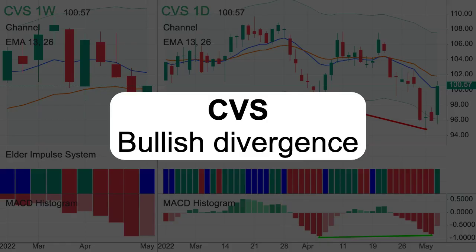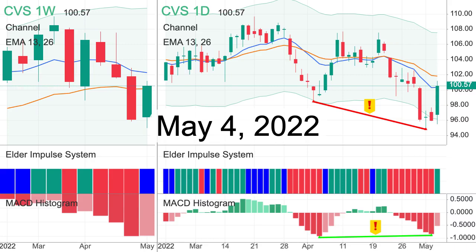Let's consider the stock of CVS Health Corporation. On May 4, 2022, a bull divergence formed in a downtrend. This is a strong buy signal. There is a first light bar on the histogram. Are you ready to submit a buy order? There is a blue bar on an Elder impulse system on the weekly chart.